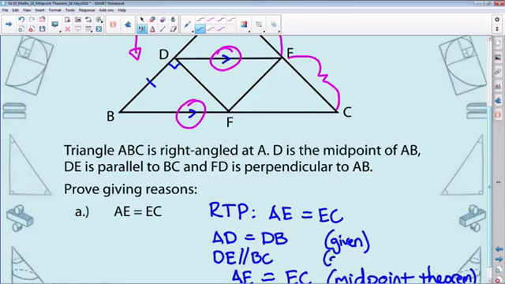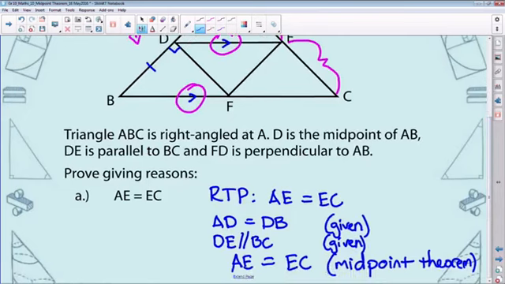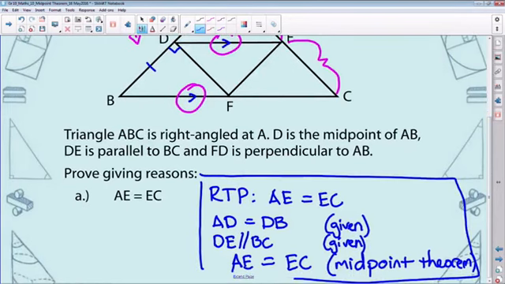And this was also given. So that means, according to the midpoint theorem, AE is definitely equal to EC because of the midpoint theorem. And that's the whole proof. That's all you have to do, nothing else.